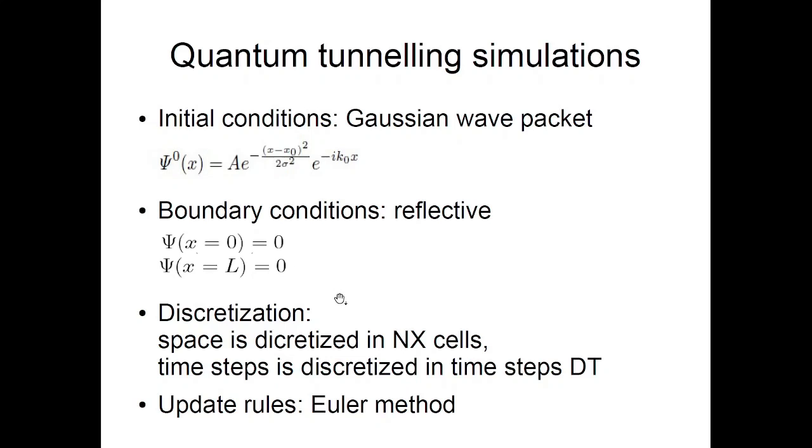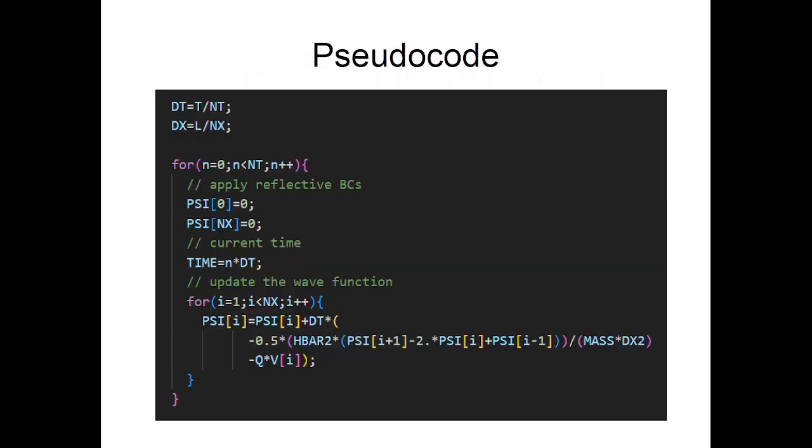For the discretization, we are introducing a one-dimensional grid for the space, which consists of nx cells. And for the time variable, we are going to introduce a time step, which we will call dt or delta t. And the update rules, of course, will be the Euler method that we have just seen. If we now apply this, we can obtain a pseudocode like the one you are seeing here. In this pseudocode, there are a few things that I would like to highlight.